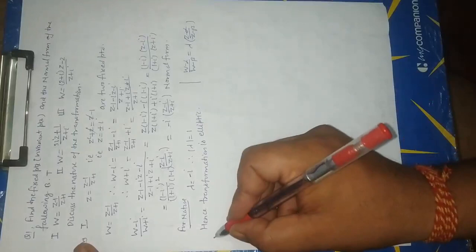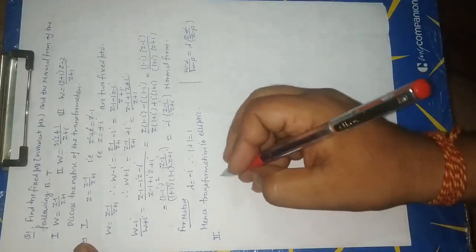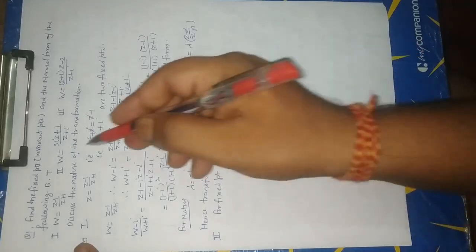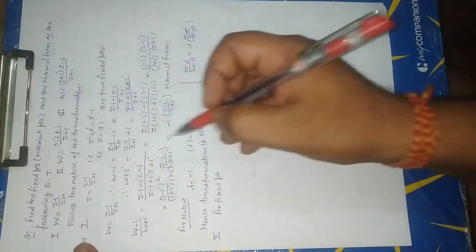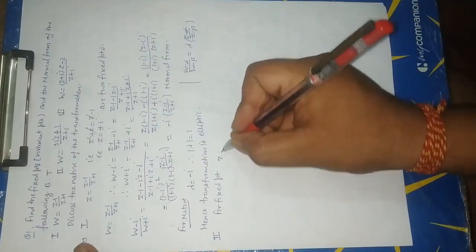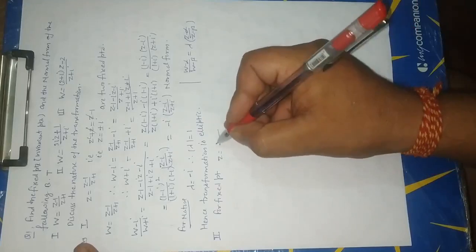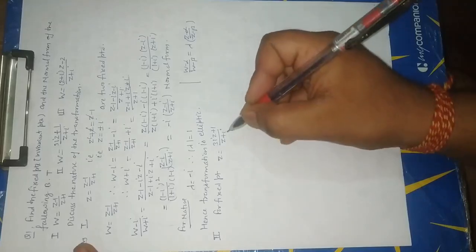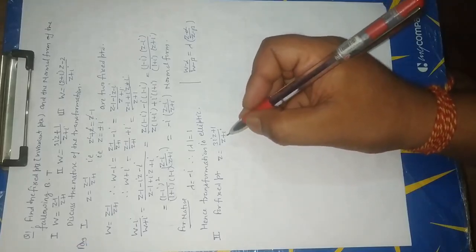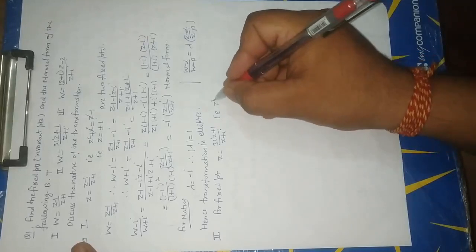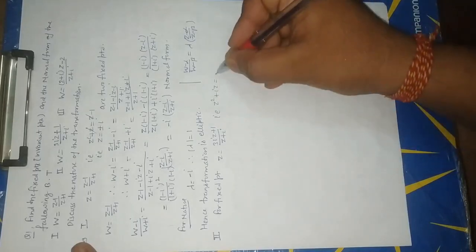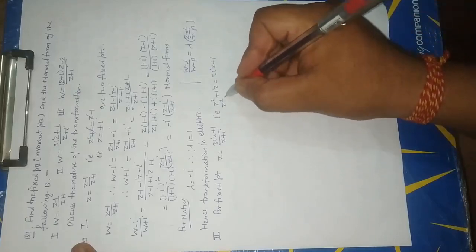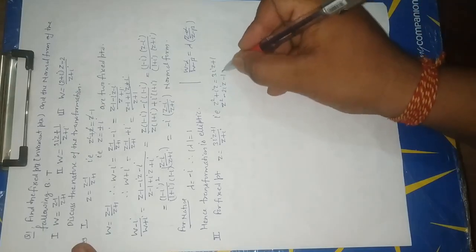Now next part, for fixed point. W equal to (3iZ plus 1) upon (Z plus i), that is Z is equal to (3iZ plus 1) upon (Z plus i). Now cross multiply: Z square plus iZ equal to 3iZ plus 1. Now Z square minus 2iZ minus 1 is equal to 0.